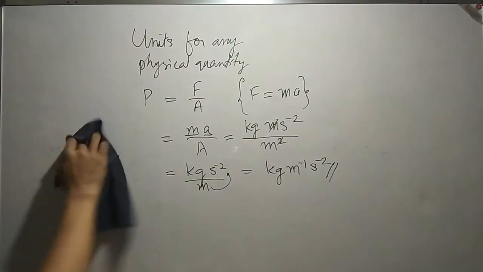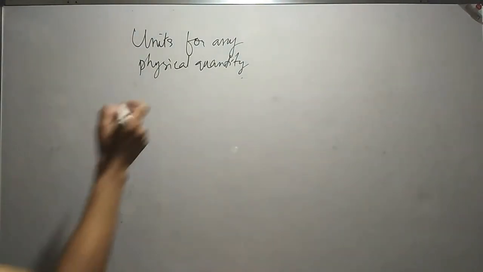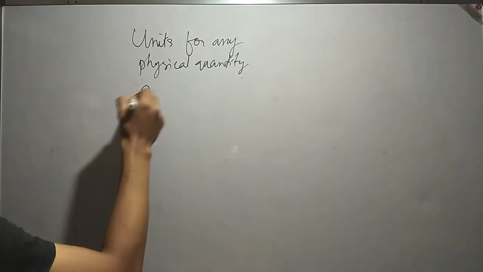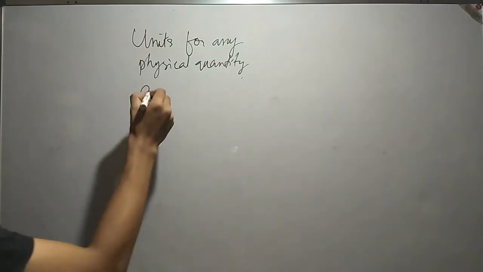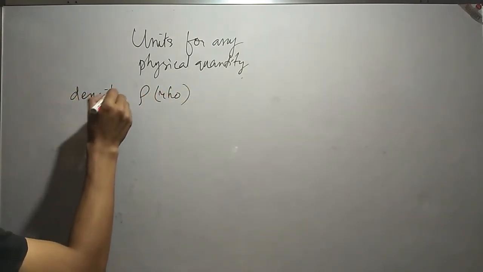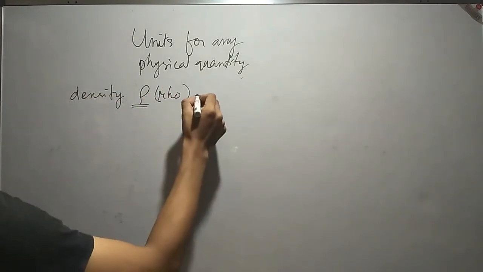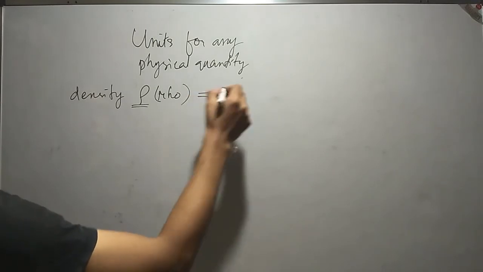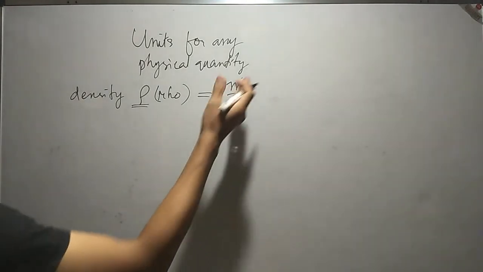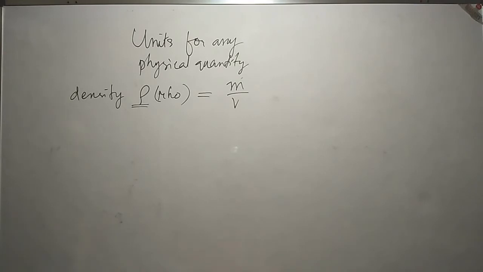So let me give you one task. Find out the SI unit of density. Density is represented by this symbol, which is called rho. Density equals mass by volume. So you find out the SI unit of this density and let me know.